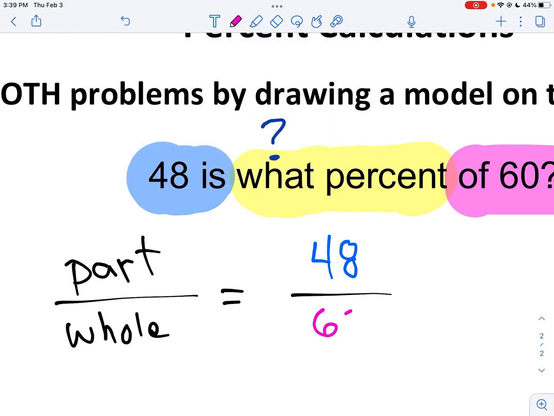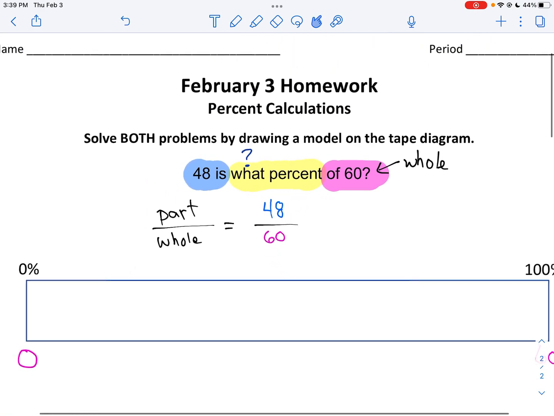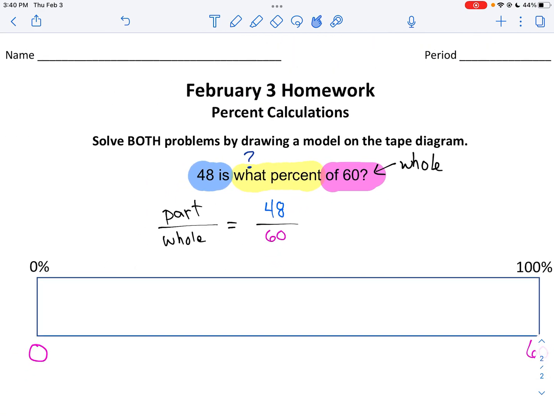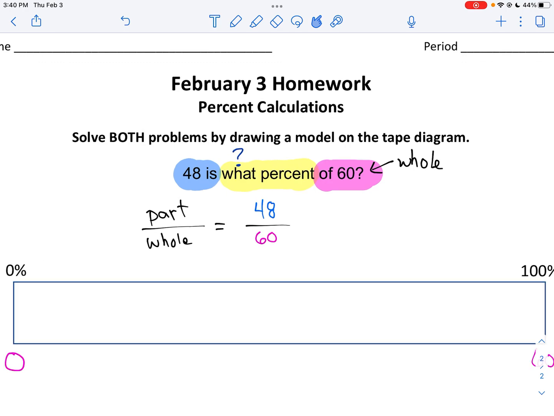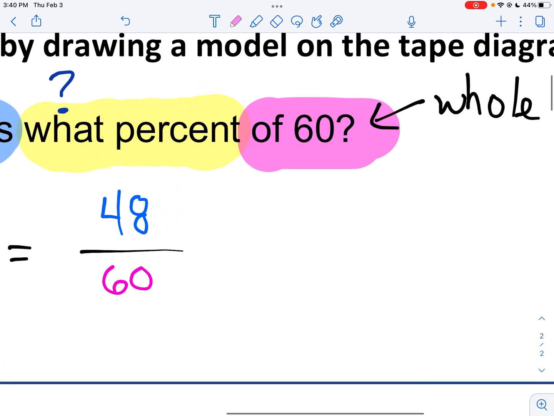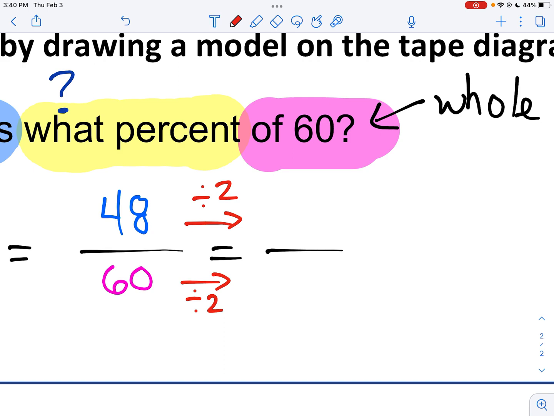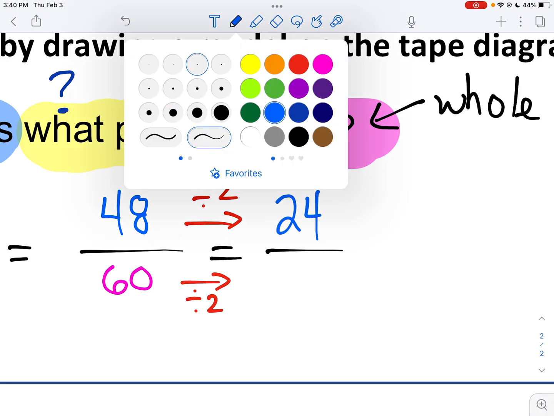And I've talked about this a little bit in class. If you leave it as 48 on top of 60, then you have to take that bar and make it be 60 parts. You don't want to do that. So we're going to start simplifying. If you don't know the best number to divide by, then pick any number to divide by. I noticed that they're both even, so I'm going to divide by 2. Divide by 2. And I'm going to use a calculator, and I'm going to get 24/30.